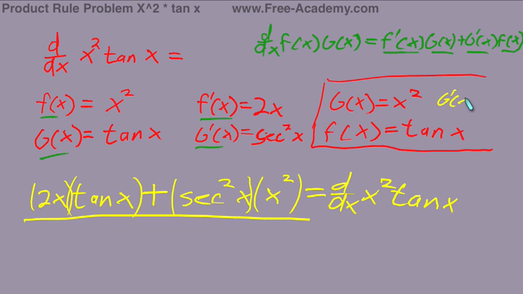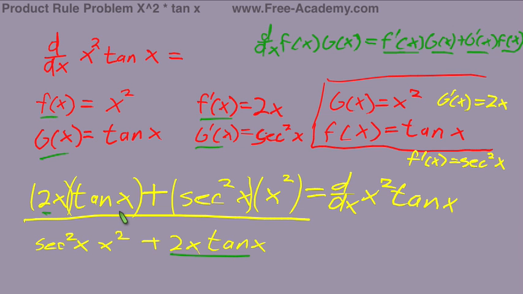g prime of x equals 2x and f prime of x equals secant squared x. Now our f prime of x equals tangent of x. Oh, sorry, secant squared x. Let me erase that. And g of x equals x squared plus g prime of x, which is 2x, and f of x, which is tangent of x.